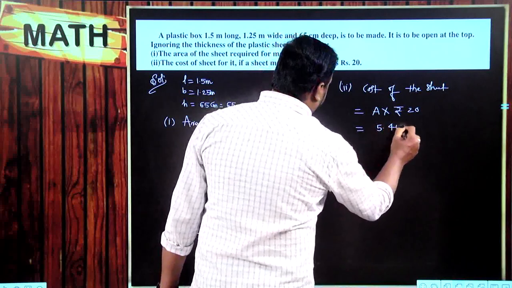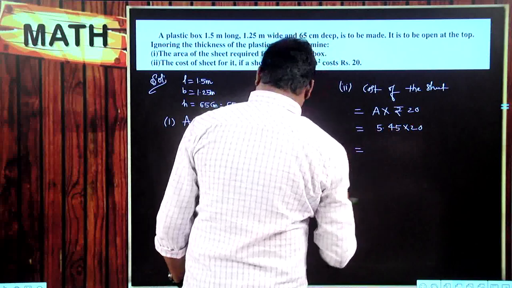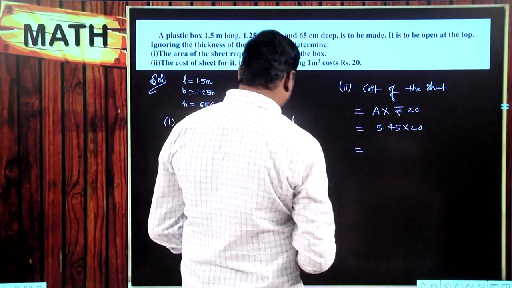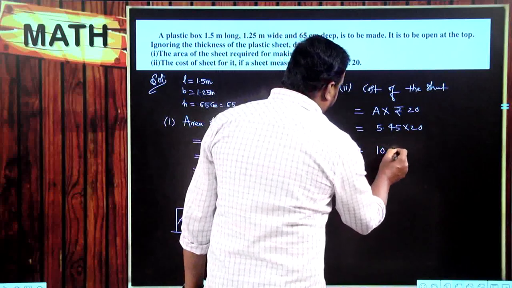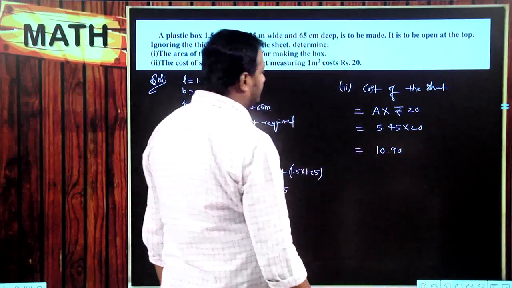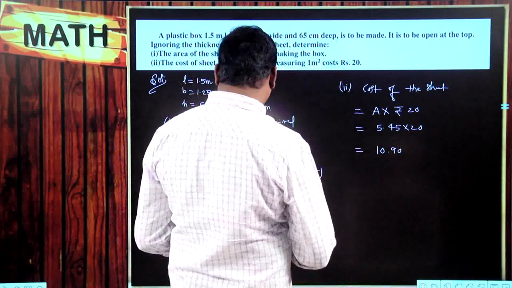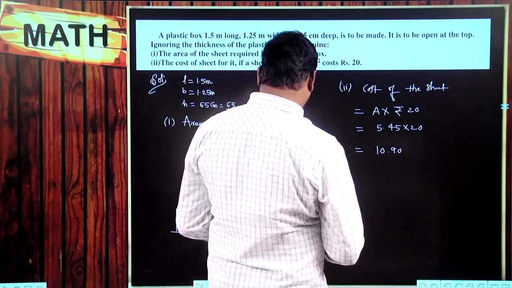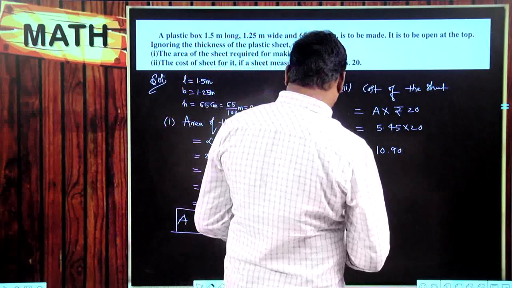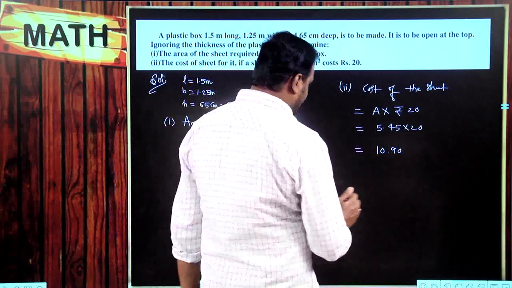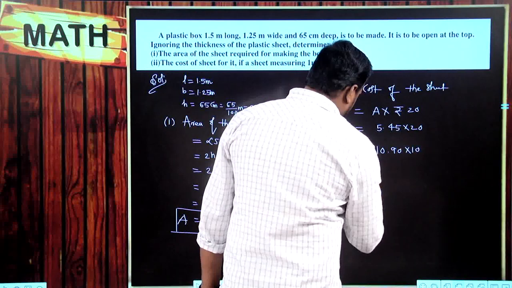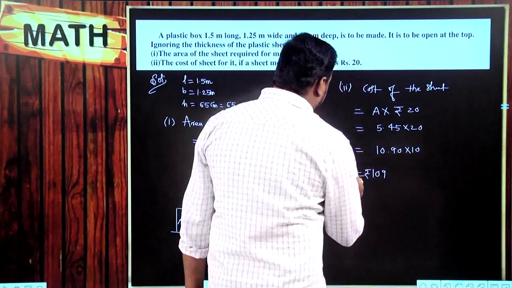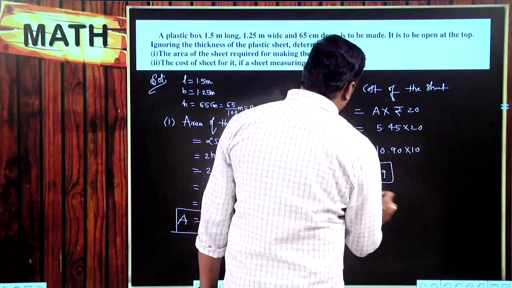5.45 multiplied by 20, then the total value of the amount is equal to 109 rupees. Of course, 5.45 multiplied by 20 is equal to 109 rupees, which is the total cost of making this box. So, hope you understand.